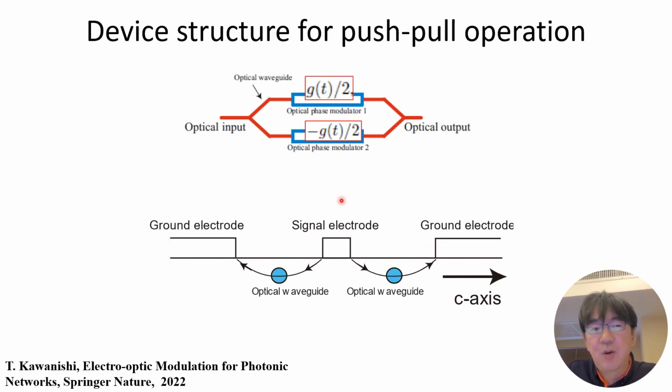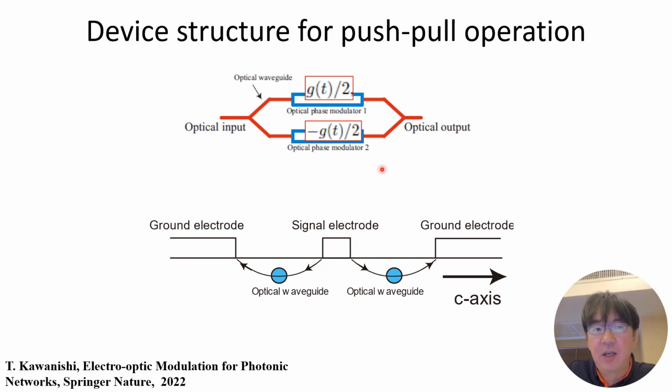Okay, here I'd like to talk about the device structure for push-pull operation. As I mentioned, in the modulator we use 2 phase modulators. For ideal amplitude modulation, we have to have the phase modulation like this, plus phi/2, minus phi/2. The amplitude of phase shift is the same, but here is a plus phase shift, here is a minus phase shift. We call it push-pull operation. If we can have ideal push-pull operation, we can get the ideal amplitude modulation.